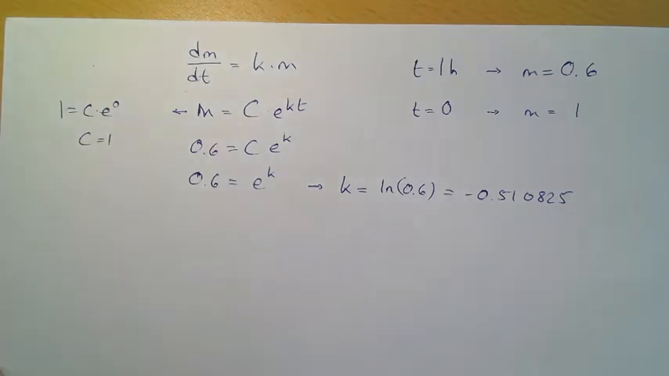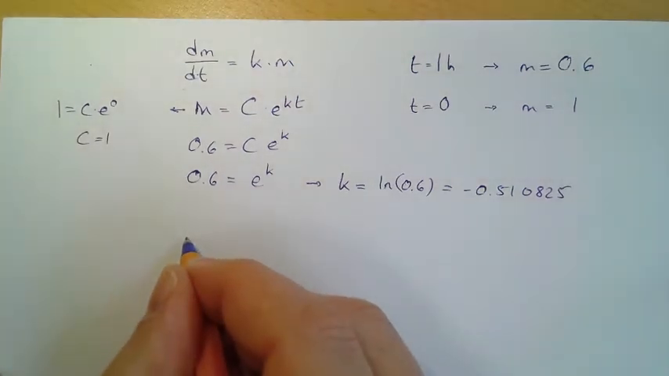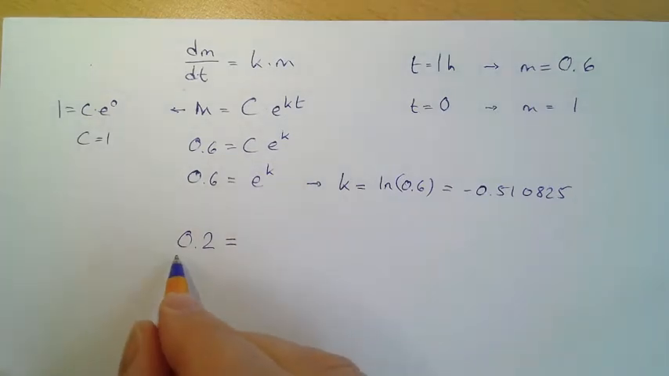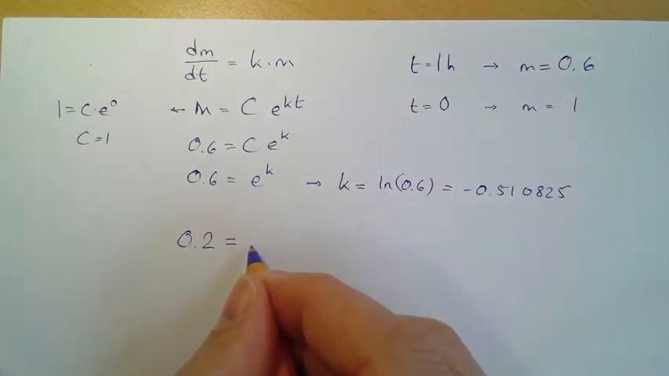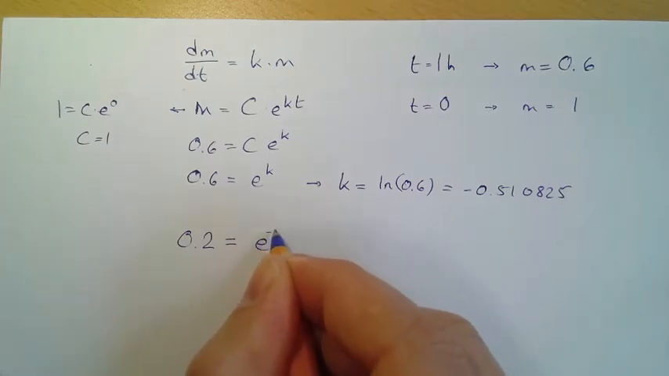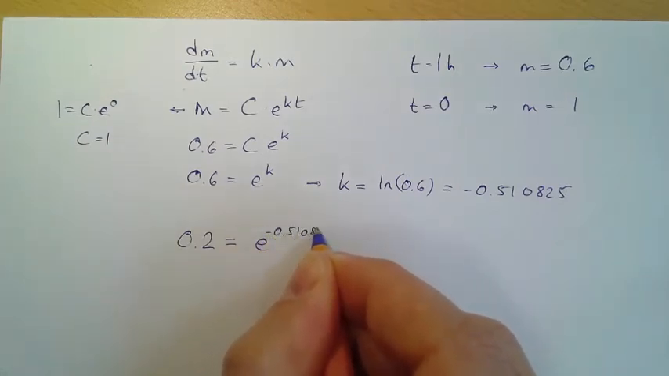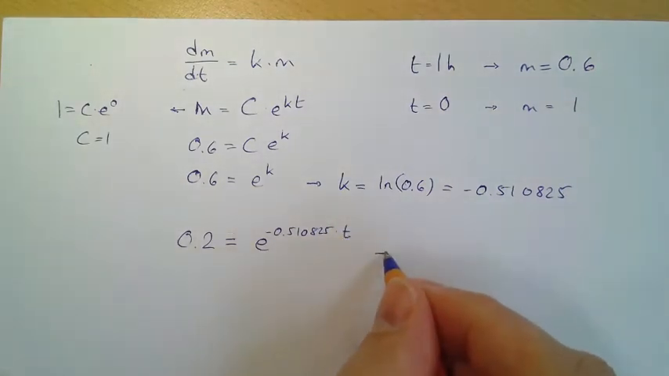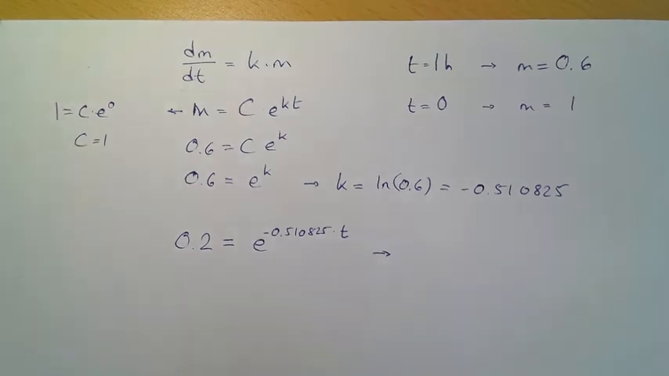The question is, after how long will the towel have lost 80% of its moisture? And that means that what's remaining is 20%. M equals 0.2. Capital C is 1. e to the power of negative 0.510825 times t. So here it's easy to solve for t.